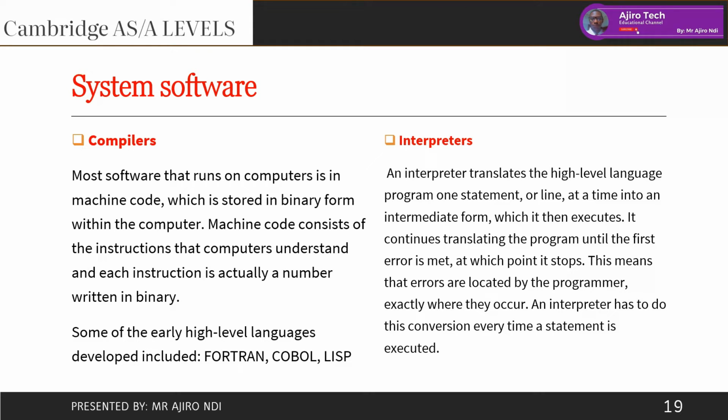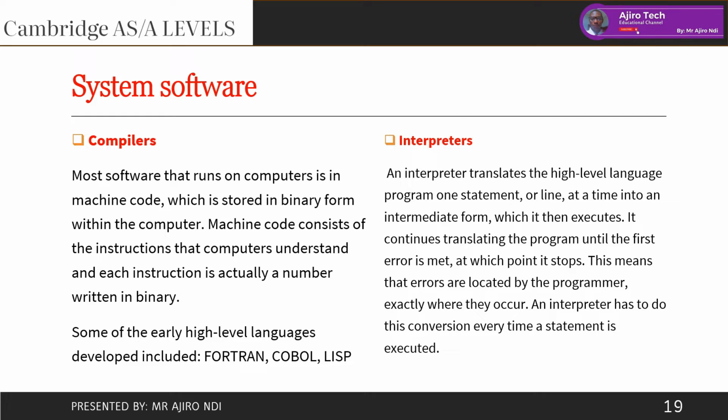So let's talk about compilers. Most software that runs on a computer is in machine code, which is stored in binary form within the computer. Machine code consists of instructions that only the computer can understand, and each instruction is actually a number written in binary. Unfortunately, programmers who write software for computer users find it difficult to use machine code for programming purposes. In the early days, it was felt necessary to develop languages that programmers could understand and that were close to everyday language. This was the concept of developing these languages, instead of having to learn so many languages.